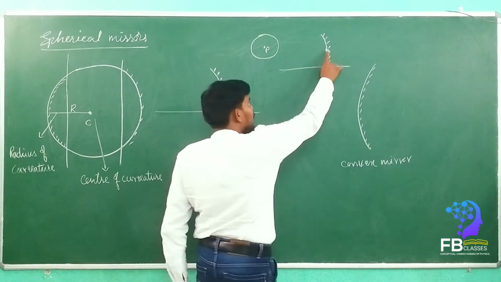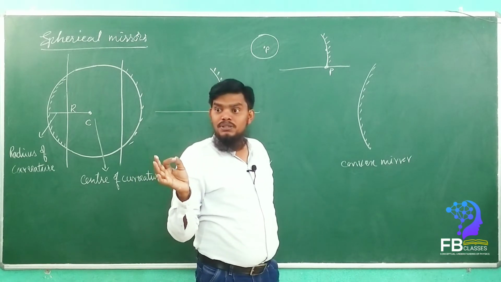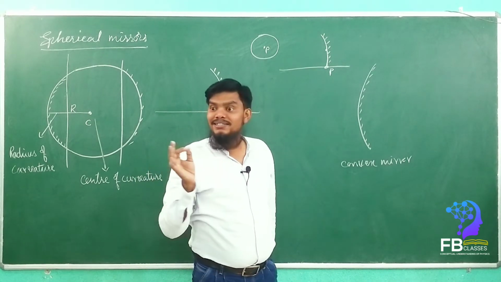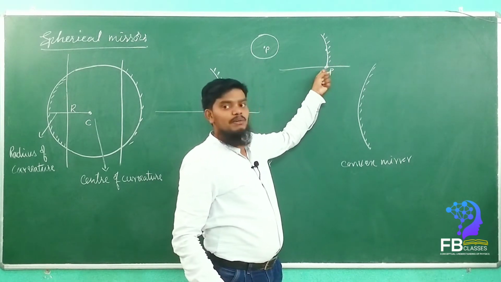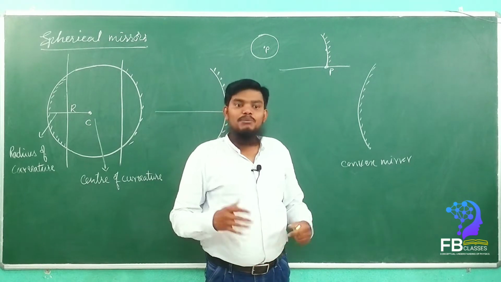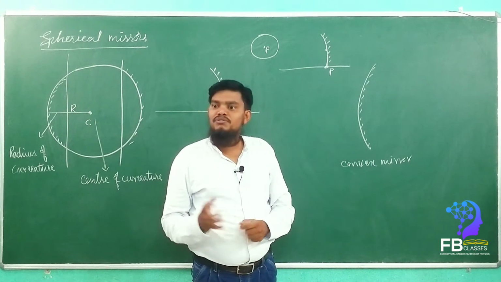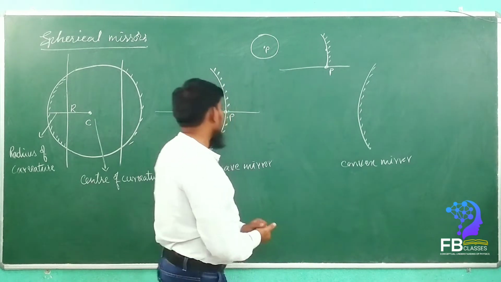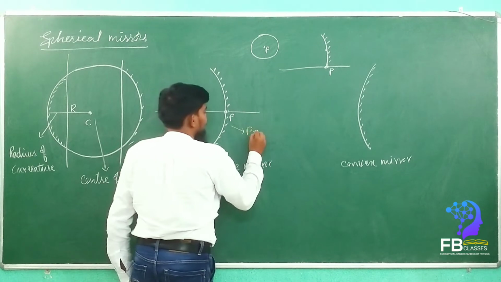If you take another point as a pole here, then it is very difficult to find out the distance of an object and the distance of an image from this point. If you consider this point as a pole, then we can easily understand. Yes or no? We can easily measure the distance of the object and the distance of the image from the pole. Got it? Very good. So now this point we can call a pole.